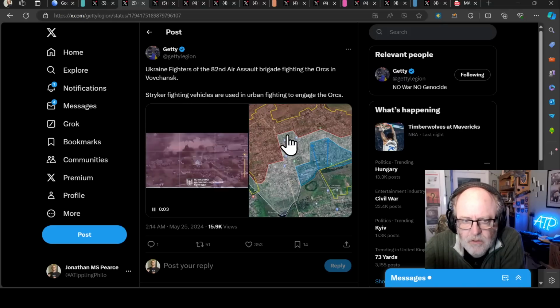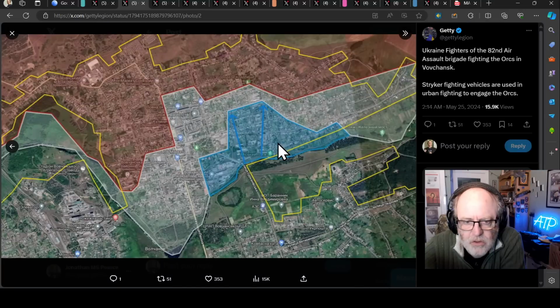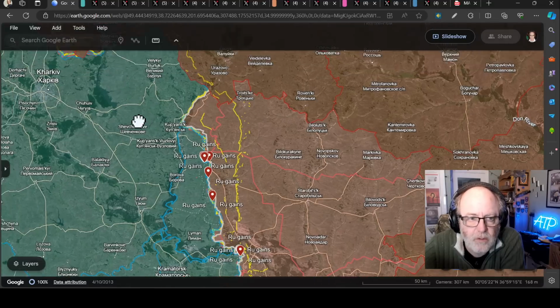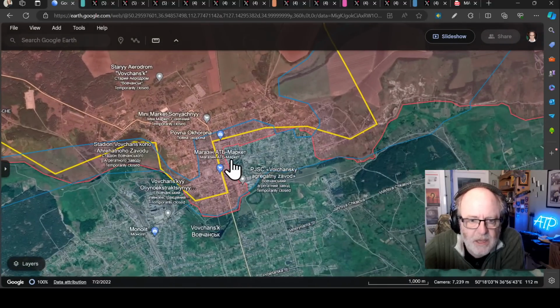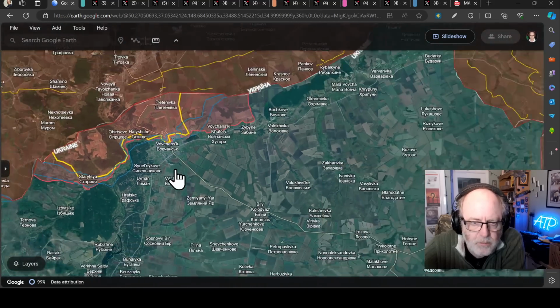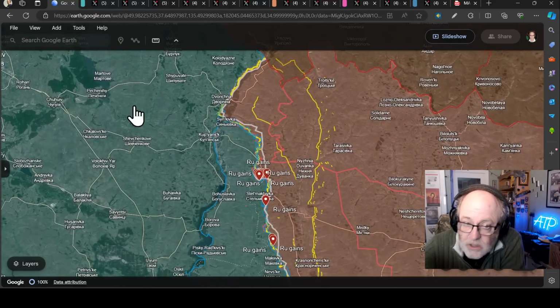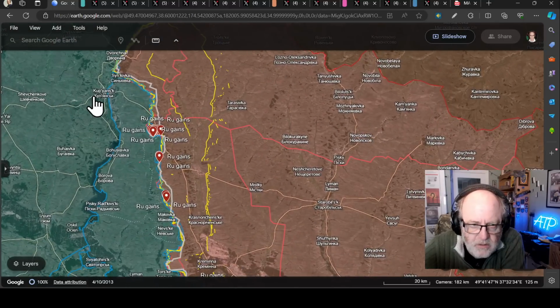Stryker fighting vehicles are used in urban fighting to engage the Russians, and it's the idea that Ukrainians have pushed back in Vovchansk, in that central part. So if we go back to that area, as we have seen, there's the grey zone according to Andrew Perpetua. The Russians are pushed back further as far as Andrew Perpetua is concerned, and don't control as much of this area to the west, compared to what the other mappers say. But yeah, a bit of difference there. So Vovchansk hasn't changed over the last 24 hours, nor have any of the sectors in that area.